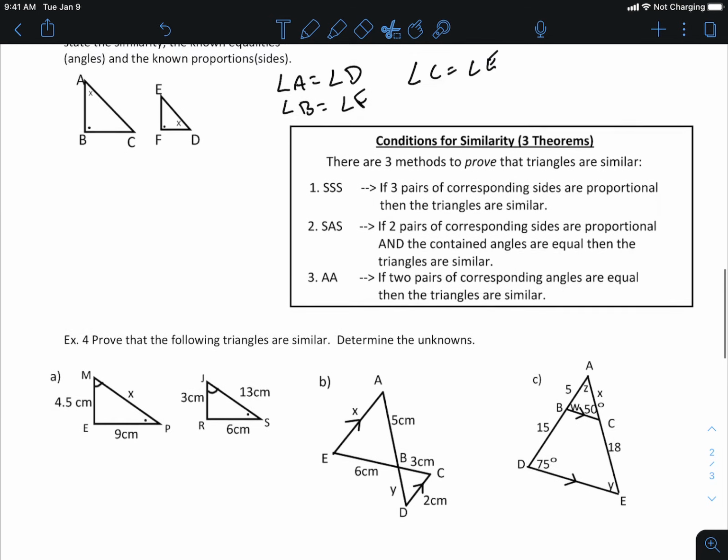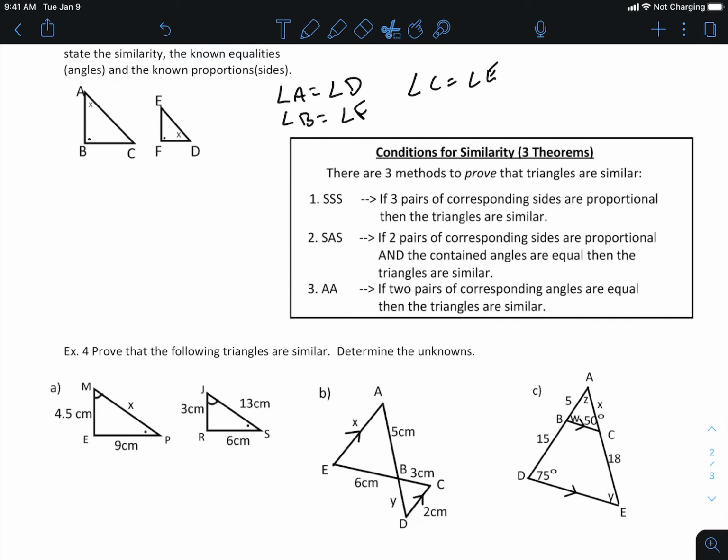Okay, here are the conditions for similarity. You got side, side, side. So if three pairs of corresponding sides of a triangle are proportional, not equal, then the triangles are similar. That means, which we'll see later, that we can figure out how big they are relative to the other one using what we call a scale factor. Then side angle side: if two pairs of corresponding sides are proportional and the contained angles are equal, then the triangles are similar. And then angle angle: if two pairs of corresponding angles are equal, then the triangles are similar.